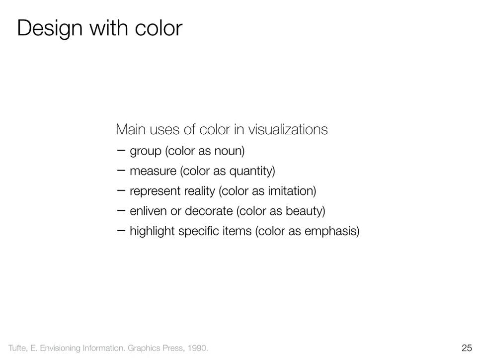We can indicate measurements or quantities. We can actually represent color as it is used in reality. So if there are objects that have a color in themselves, we can actually use that color. We can use color to enliven or decorate, and also highlight specific items. So that's kind of the main uses. I will show a few examples now.